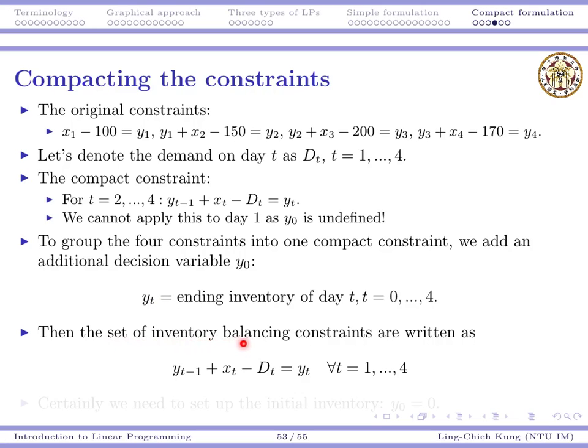And then the set of inventory balancing constraints can be combined into one single sentence, right? Because now you can write t from 1 to 4. Certainly there's one thing you need to do: you need to set the initial inventory. Initially you have 0, so you set y0 to 0. In many situations, you actually have some initial inventory, and you can include the initial inventory in your formulation.